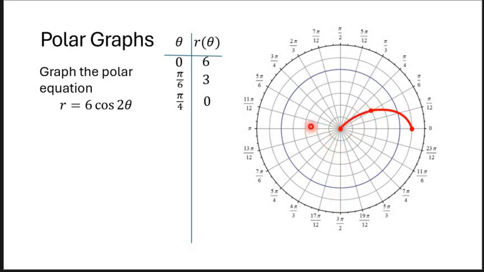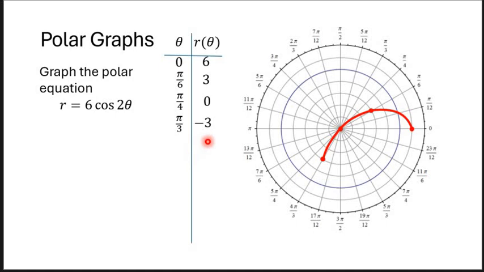Next, I'm going to plug in pi over 3. When I plug in pi over 3, I get the cosine of 2 pi over 3. And the cosine of 2 pi over 3 is actually -1/2. And -1/2 times 6 is -3. So I get (-3, pi over 3). So here's pi over 3. And I go across the pole to graph -3. And there it is. Connecting those with a smooth curve gives me that.